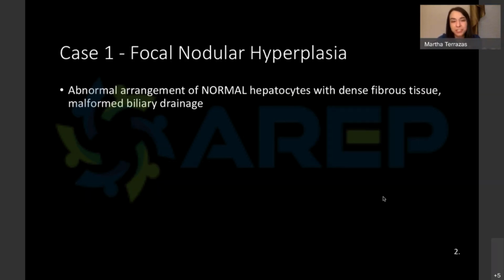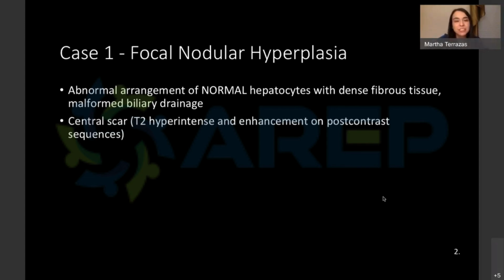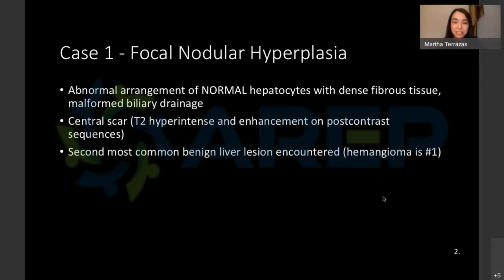So focal nodular hyperplasia, or FNH, is just abnormal arrangement of normal hepatocytes with some dense fibrous tissue and malformed biliary drainage. That's why it retains that contrast. It retains our hepatobiliary specific agent contrast because they are essentially hepatocytes. And they can have a central scar. The central scar is T2 hyperintense, and it enhances on post-contrast sequences. This is important to distinguish from another entity that we'll talk about, fibrolamellar HCC. And it's the second most common benign liver lesion encountered. So we actually do see these a lot.